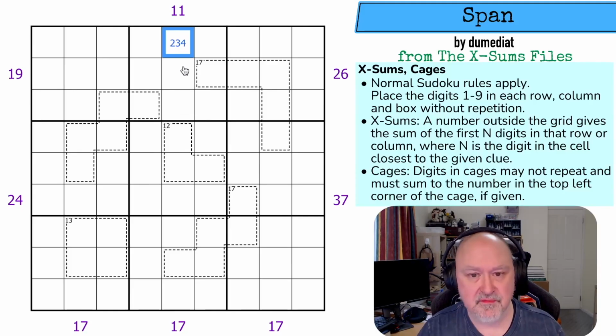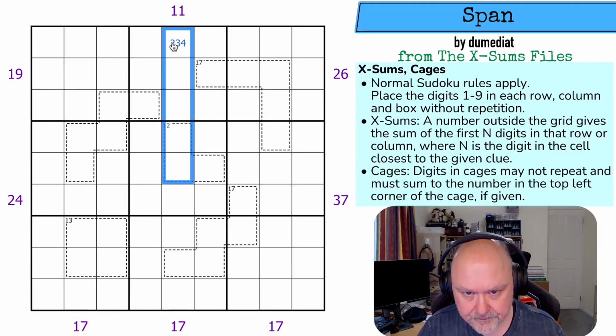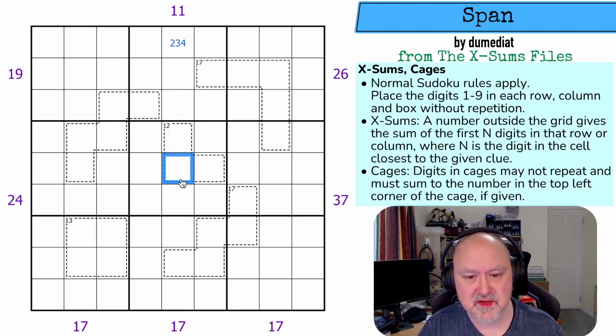No, you can do it in 4. You can't do it in 5, because the minimum that 5 cells can sum to is 1, 2, 3, 4, 5, which is 15. So any clue under 15 cannot be 5.